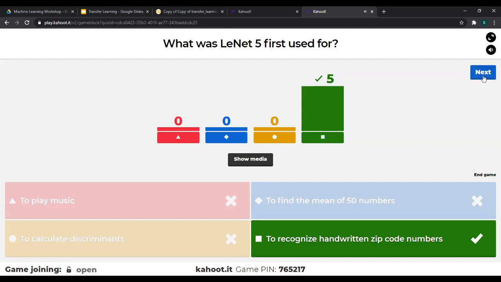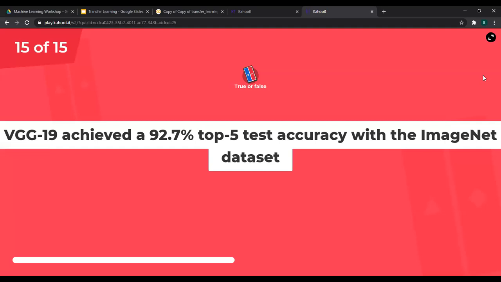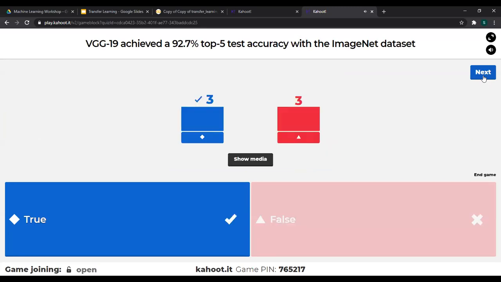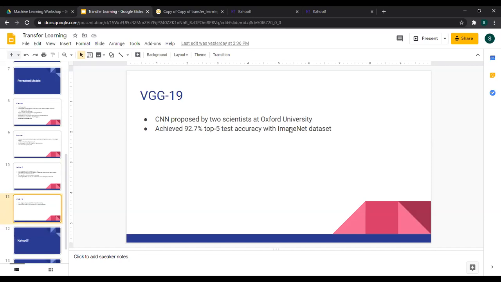Okay, great job. Last question. Okay, this was VGG19 did achieve a 92.7% top 5 test accuracy with the ImageNet dataset, as you could see right here. So yeah.